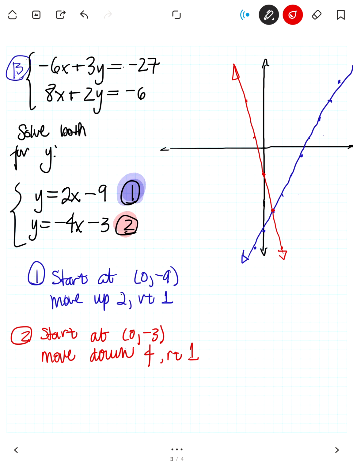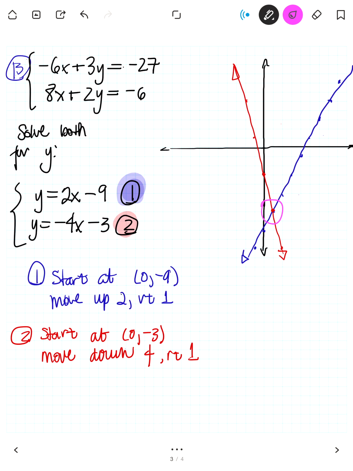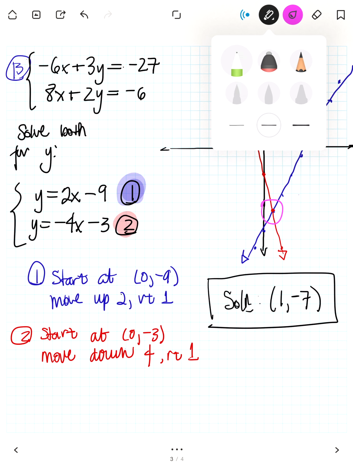So my solution then is this point where they've intersected right here, and that is the point 1, negative 1, 2, 3, 4, 5, 6, 7. 1, negative 7. So the solution is 1, negative 7. And again, this is, you know, calculator checkable.